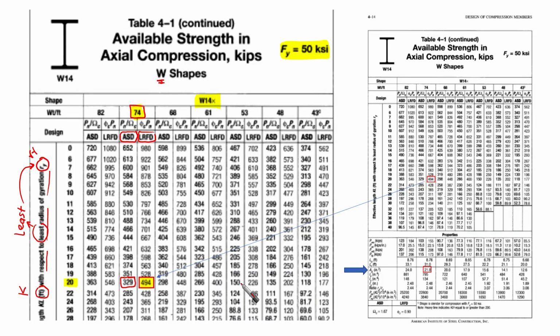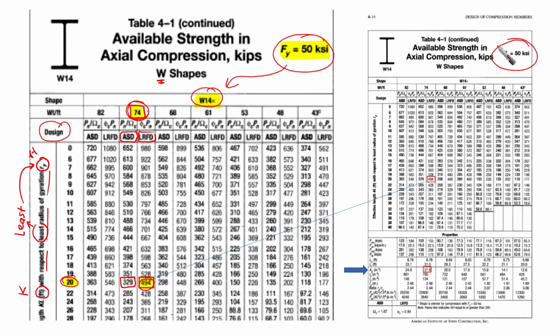So now we can stop the video and visit the table in your manual. At 20, this is for the design, and this is KL with respect to RY, it is 20 here. This is F yield 50, and then we have wide flange 14, and then we go to 74. This is the weight per foot, or per unit length, and then we have ASD and LRFD. So we have LRFD here, which is 494.